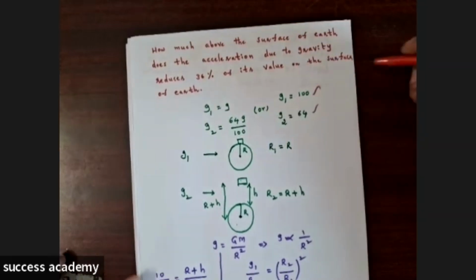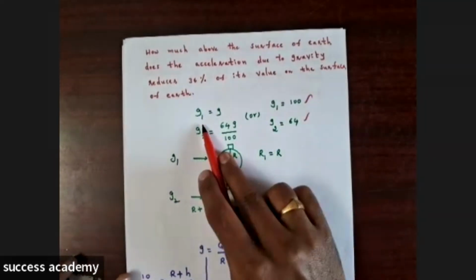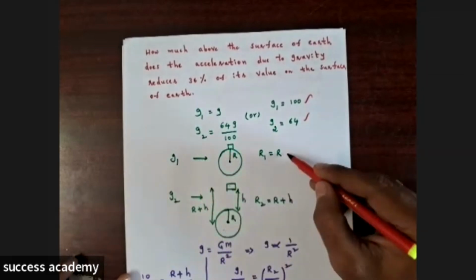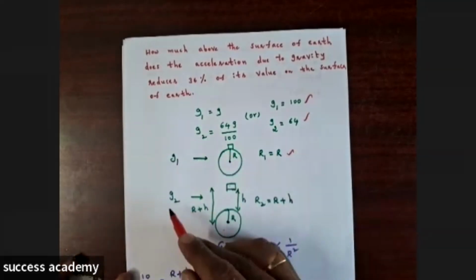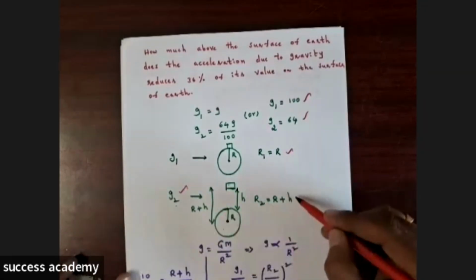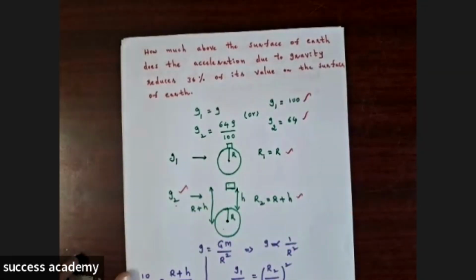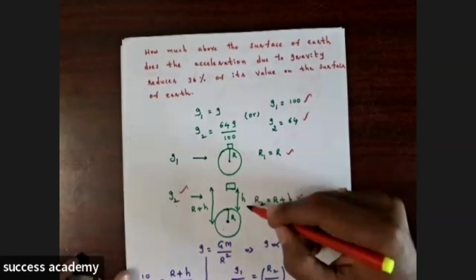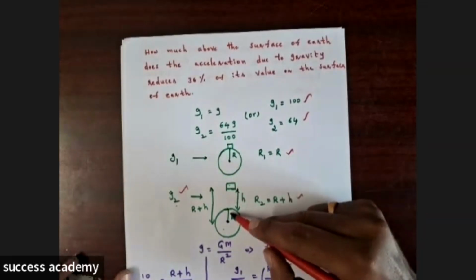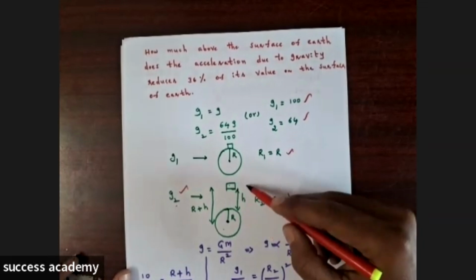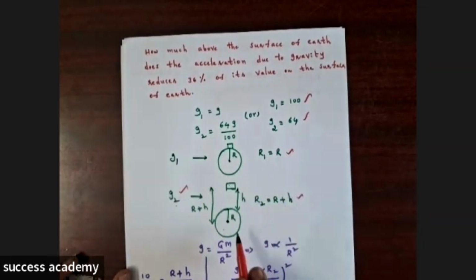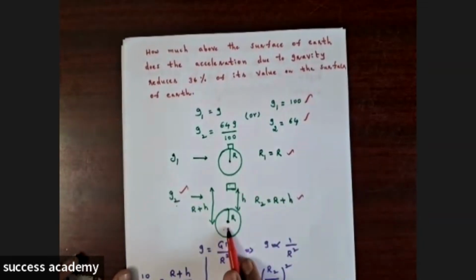Now in the first case, if the acceleration due to gravity is g1, what is the radius? R1. If the acceleration due to gravity is g2, what is the radius? R2. R2 is nothing but what? At a certain height the body is present. From the surface of the planet, the body is at height h. So the total from the center is R plus h.